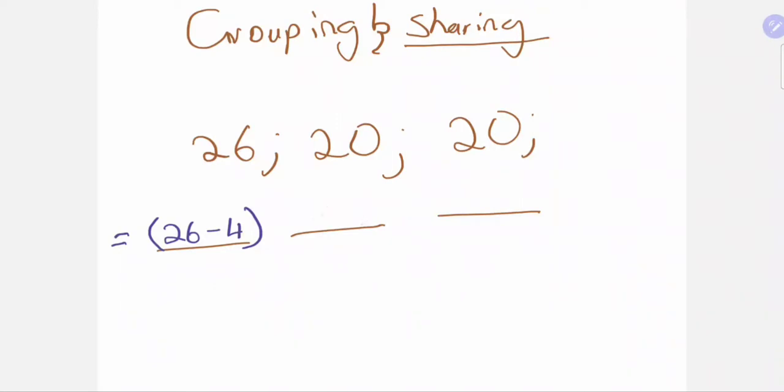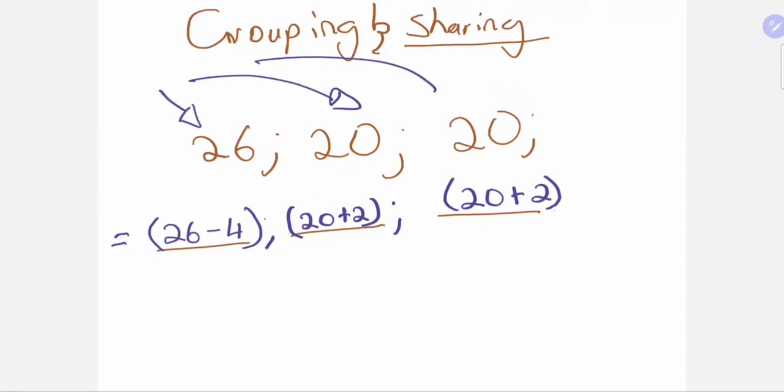And then, second step, 20 plus what? Plus 2. And then 20 plus what again? Plus 2. Now you have shared 4 from 26 across these two numbers. And in doing so, you have just made them equal. Now, this is not where our calculation ends, boys and girls. We still need to solve the sums.